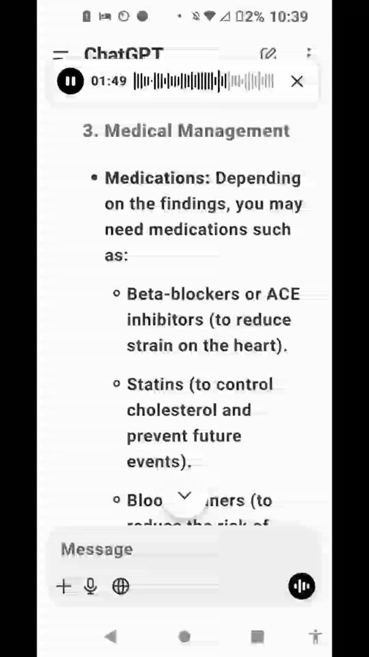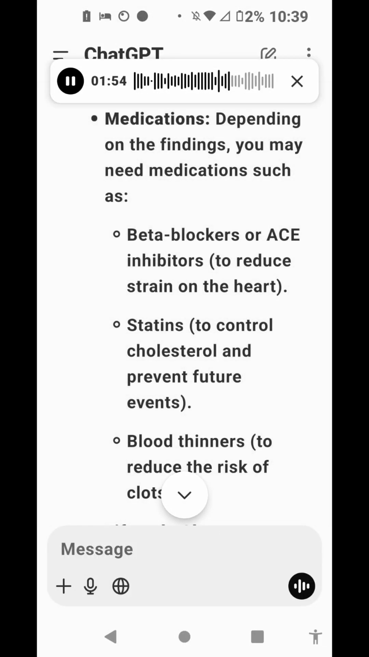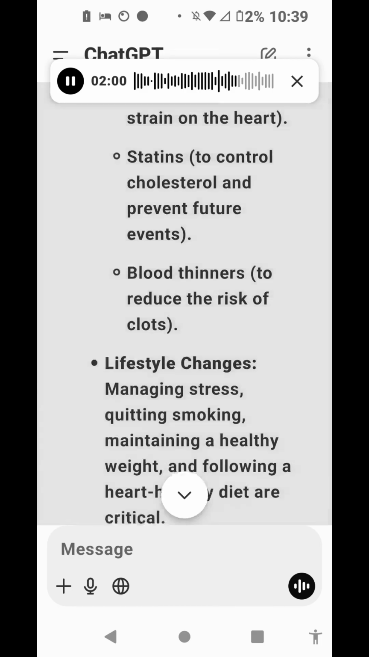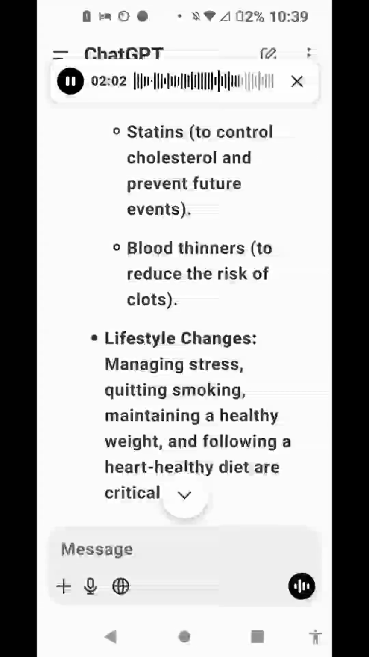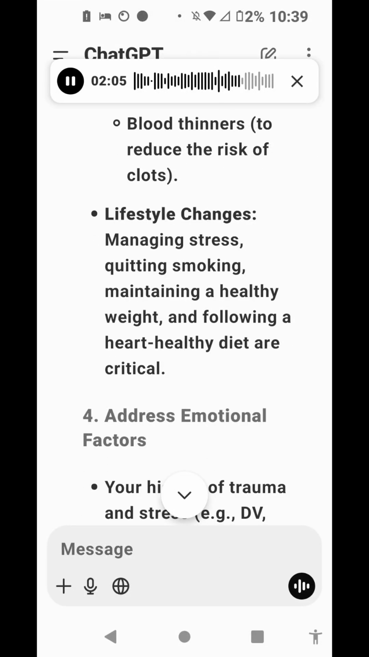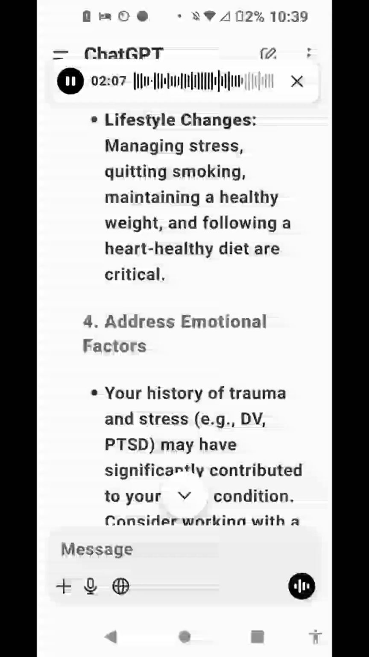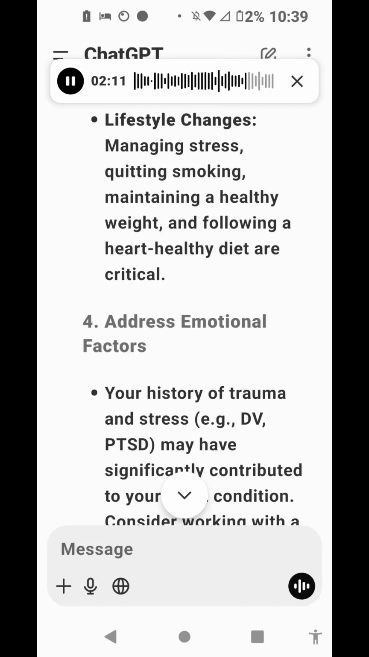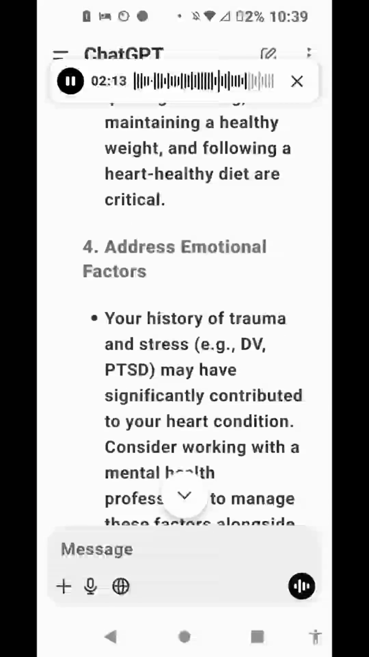3. Medical management. Medications. Depending on the findings, you may need medications such as beta blockers or ACE inhibitors to reduce strain on the heart, statins to control cholesterol and prevent future events, blood thinners to reduce the risk of clots. Lifestyle changes. Managing stress, quitting smoking, maintaining a healthy weight, and following a heart-healthy diet are critical.